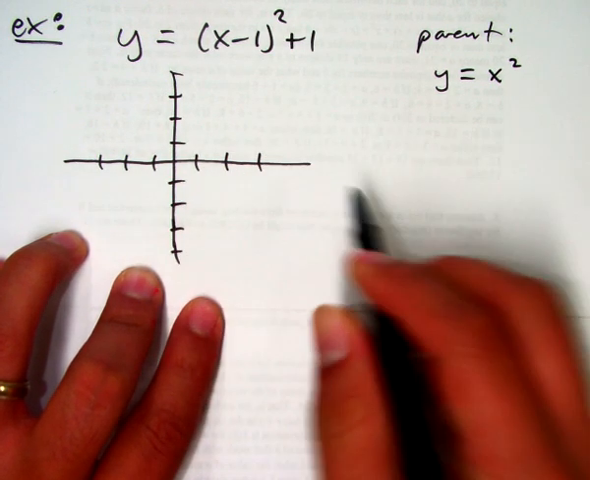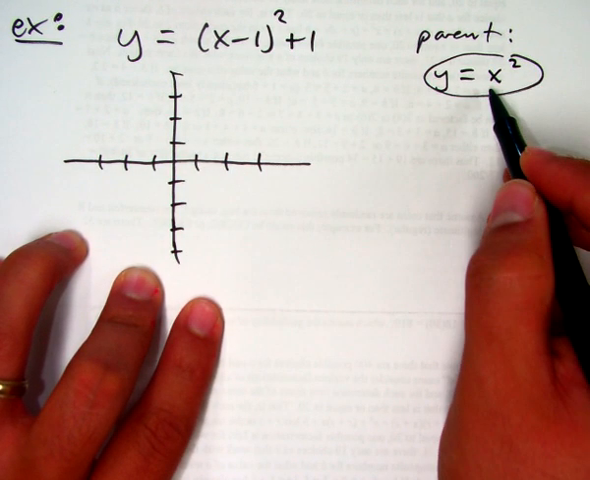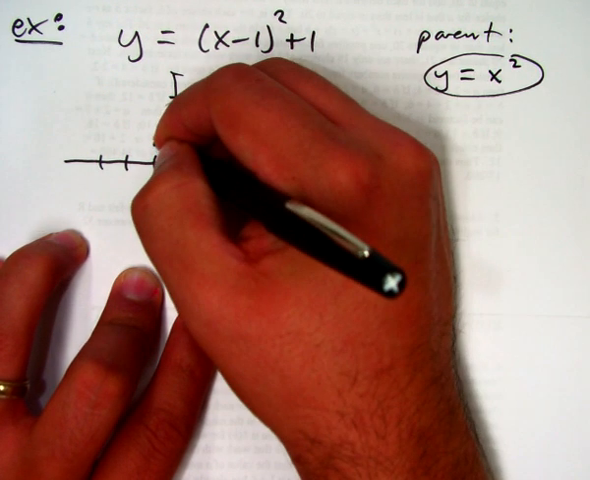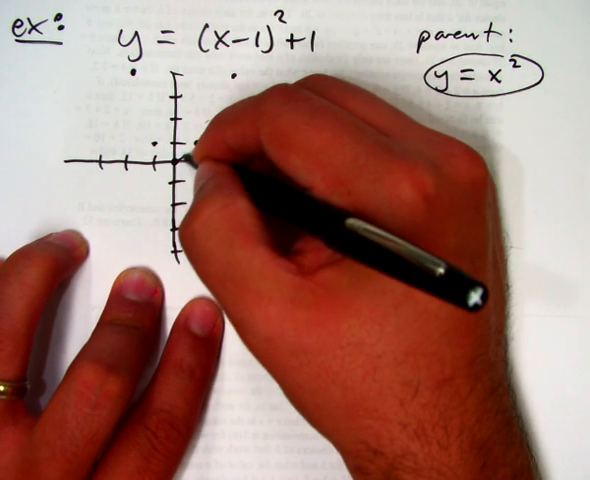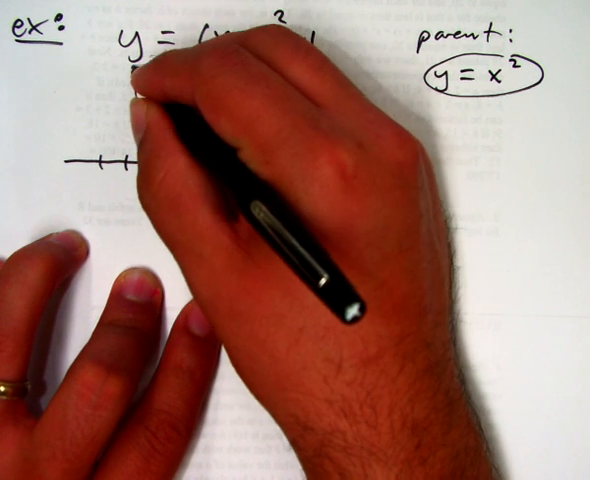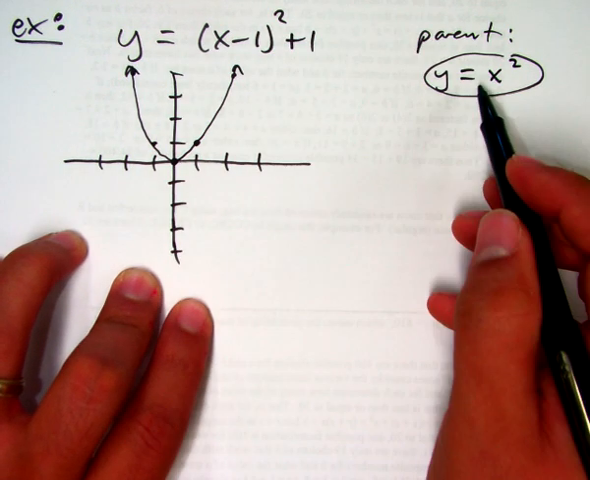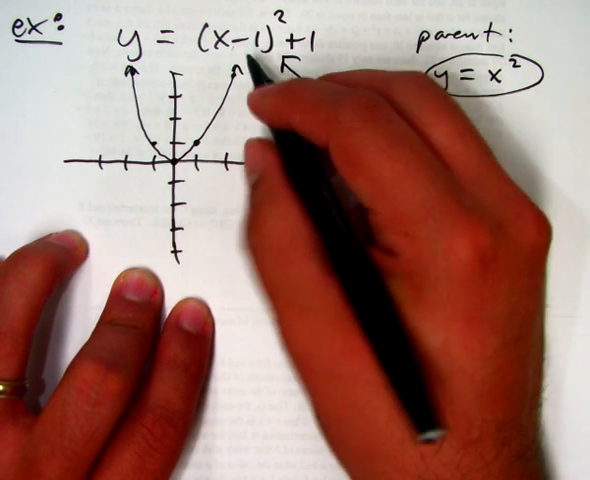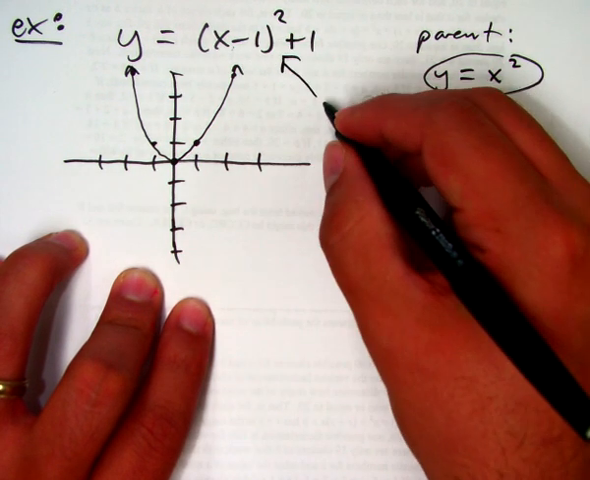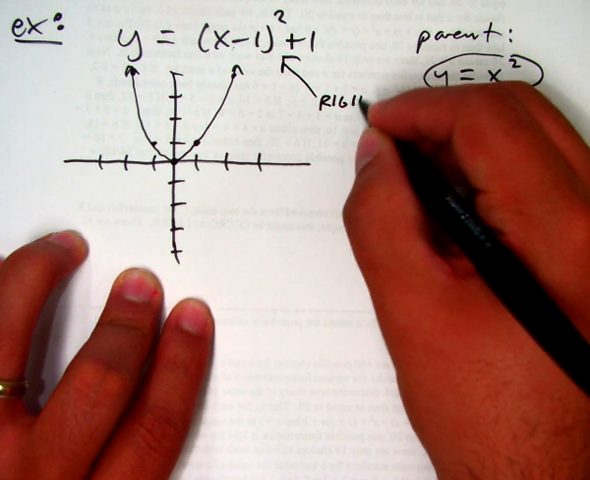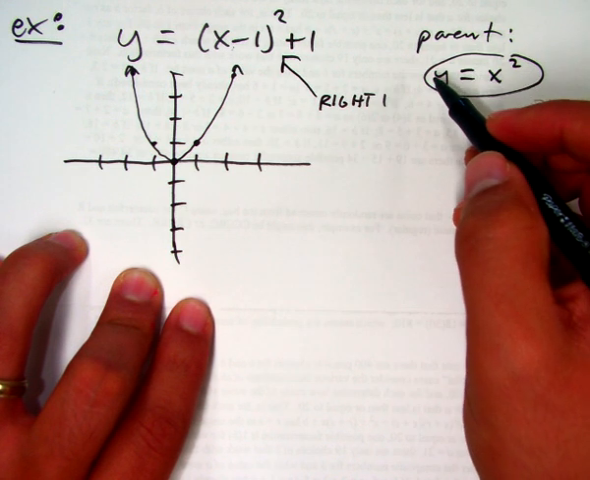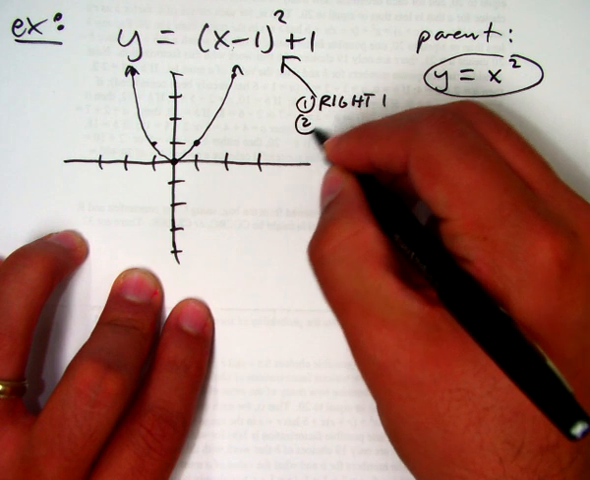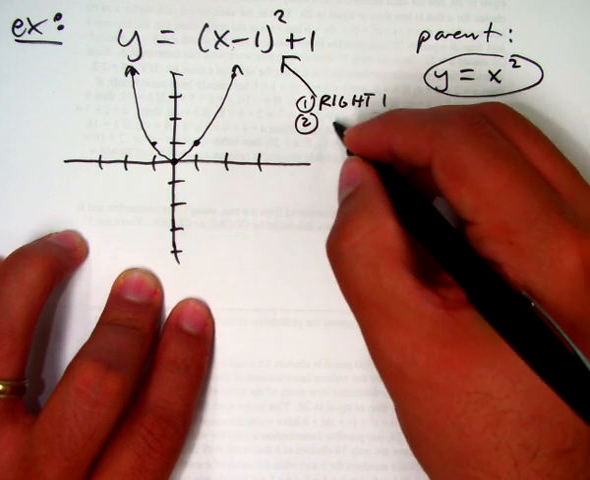If you graph the parent function, I'll do that in black. We are at (0, 0), (1, 1), and then (2, 4). So this is the original y equals x squared. Now, according to this, from what I see here, it looks like because of this minus 1 in the parentheses, that we have a shift right 1. There's no reflections. But then at the last step, we're going to go up 1.